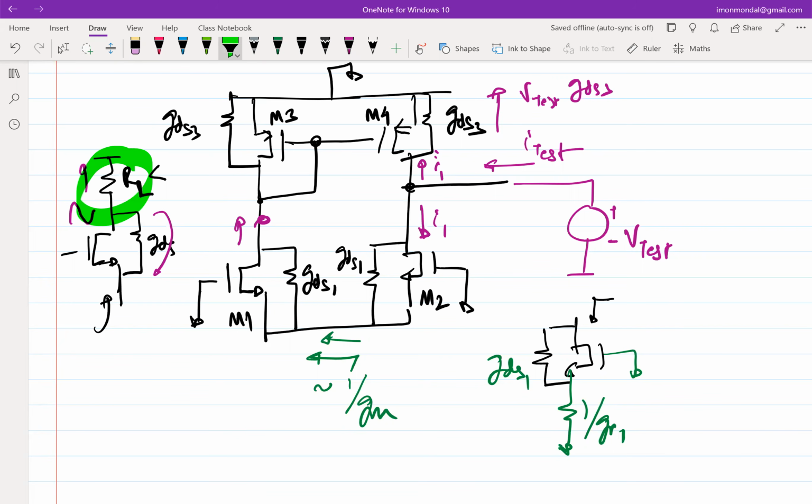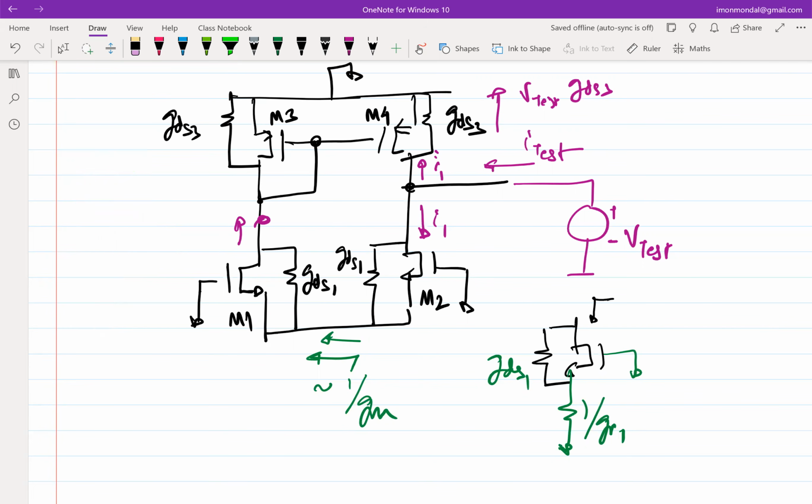There will be a certain range of RL for which you can neglect this GDS, else you will not be able to. But for most of the circuits that you will see, you can neglect it. Okay, so let's assume that you can neglect it, but again, do that yourself. Let's assume you can neglect, then you end up with this configuration.